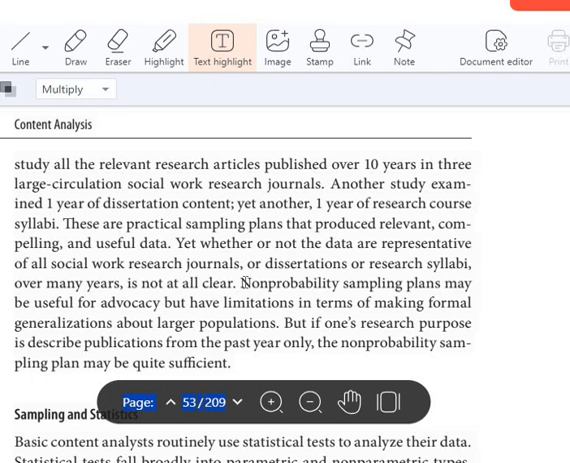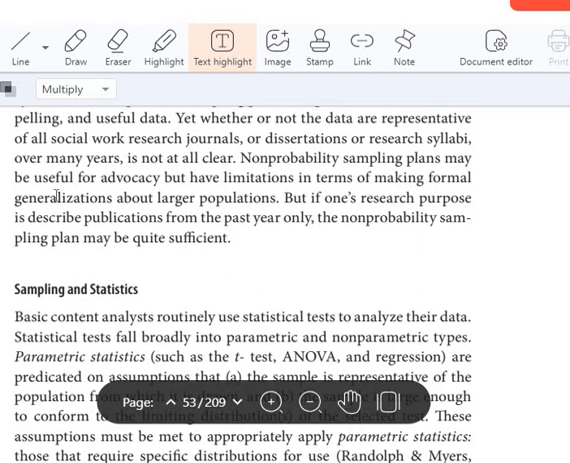Non-probability sampling plans may be useful for advocacy but have limitations in terms of making formal generalizations about larger populations. But if one's research purposes describe publications from the past year, it's okay. You can use the non-probability sampling plan, which can be sufficient in this way.